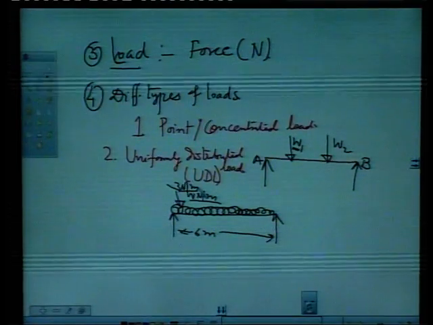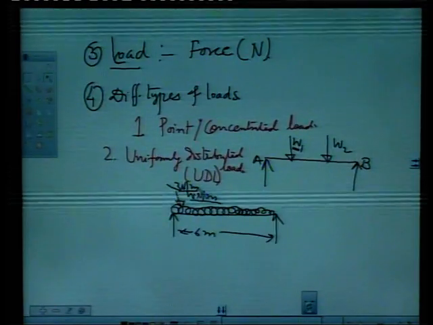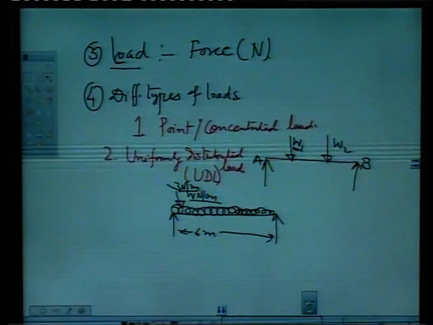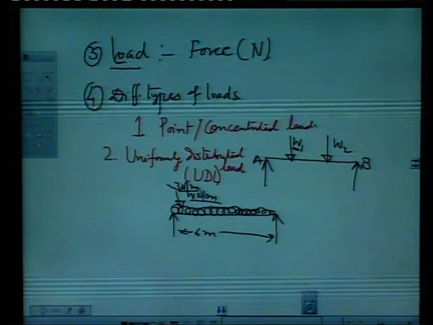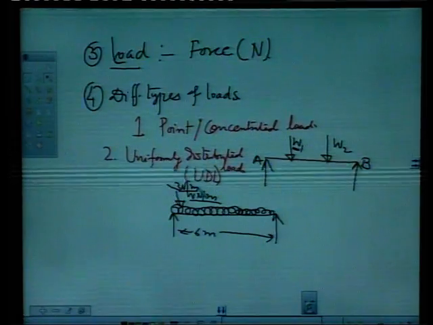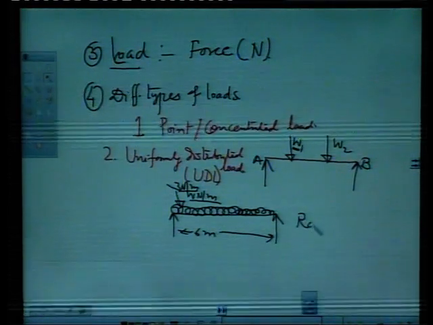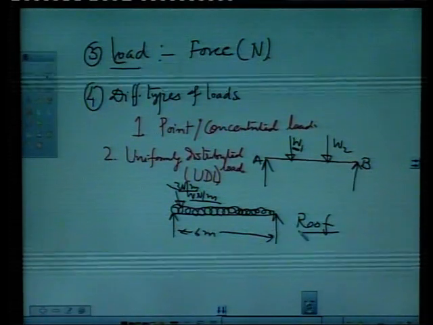If 3 Newton is applied on 1 meter, then the total will be 3 times 6, that is 18. So 18 Newton load is applied on the total length of the 6 meter beam. The best example is the roof of a building, the roof of a room.